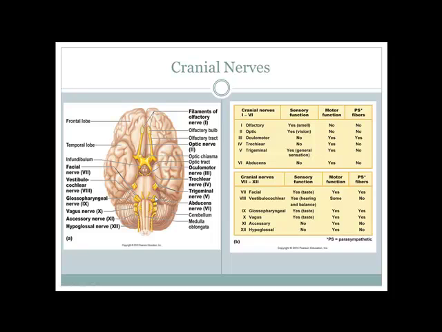Here's your facial nerve, the vestibulocochlear nerve, glossopharyngeal, vagus nerve. This is your hypoglossal nerve, and here's your accessory nerve. If you notice, the way they're numbered, 1 through 12, you just travel down the picture, and it basically just goes 1 through 12.